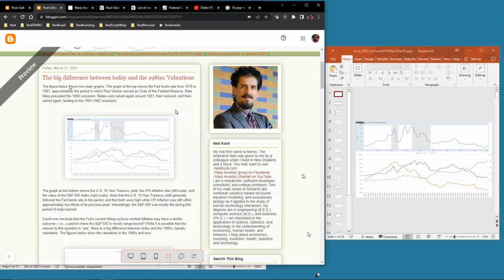The reason for this is that someone may conclude that today the behavior of the S&P 500 will be similar to what happened in the 80s, which I'm going to show in a little bit, and that would be an expectation that may not be correct because of this big difference in valuations. So let me open this set of slides.